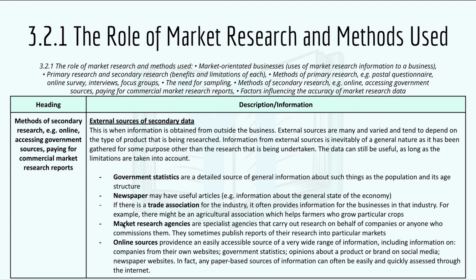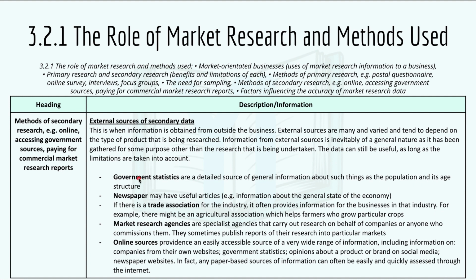Then we have external sources of secondary data, and this is when information is obtained from outside the business. There are many and varied sources and they tend to depend on the type of product that is being researched. And information from external sources is inevitably of a general nature, as it has been gathered for some purpose other than the research that is being undertaken.